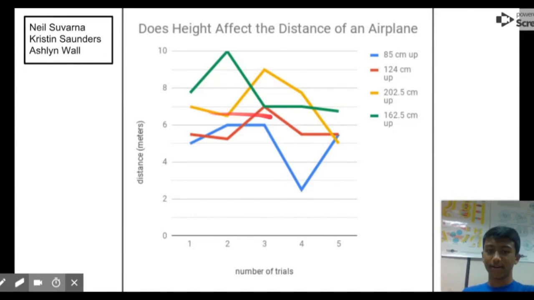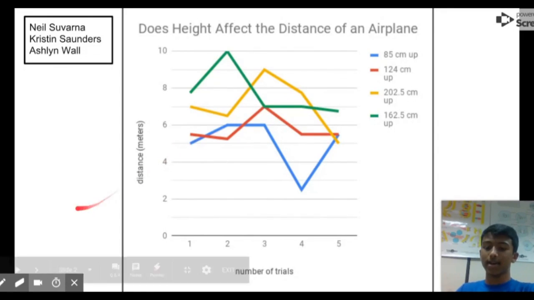We found that standing up had the highest average distance, which was 7.7 meters, and we found that sitting on the ground had the lowest average distance of 5 meters. From this, we conclude that the higher up you are, the farther your plane will fly.